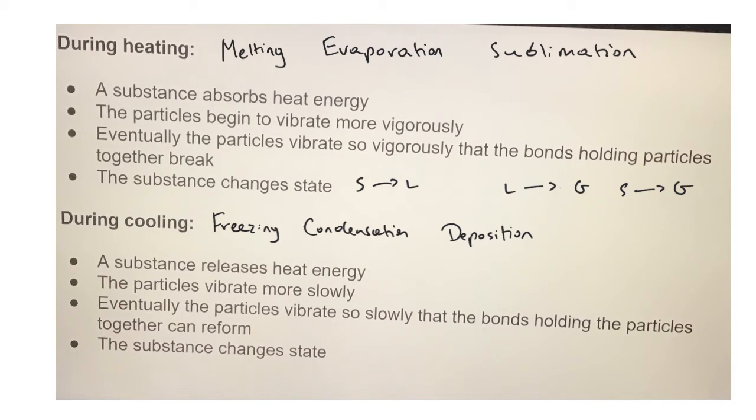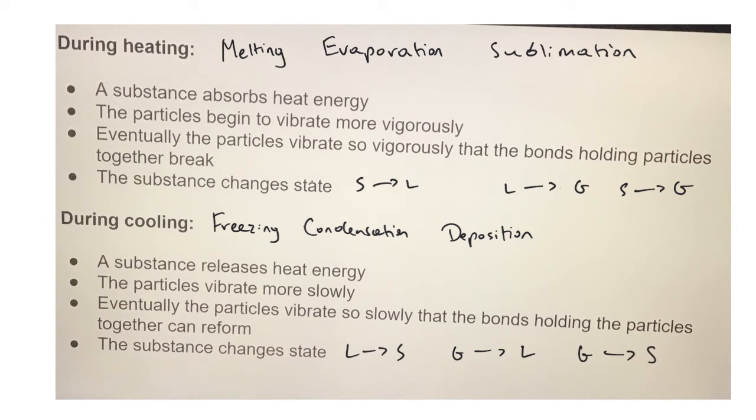As it releases that, the particles in that substance have less energy, so they don't vibrate as much. In fact, they vibrate more slowly. Eventually, they stop moving so much that those forces, those bonds which were broken, are now able to reform. Okay, those particles have calmed down. They can now be brought under control. Okay, and when they get brought under control and those bonds reform, we get a change in state. So we're talking about things like liquid to solid, gas to liquid, and gas to solid. So that is what's happening at the particle level.